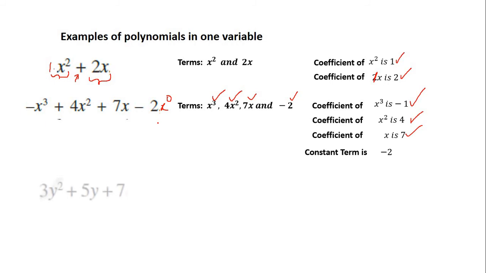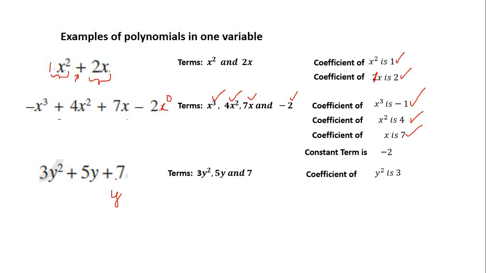One more example I am taking here. This is 3y square plus 5y plus 7. This is also a polynomial in one variable. Here we are taking the variable as y. How many terms are there? 1, 2, 3 terms are there. If you are asked about terms, you will write 3y square, 5y and 7 are the 3 terms of the given polynomial. Let's discuss its coefficients. The coefficient of y square is 3 here. As you can observe, the multiple of y square is 3. So the coefficient of y square is 3.